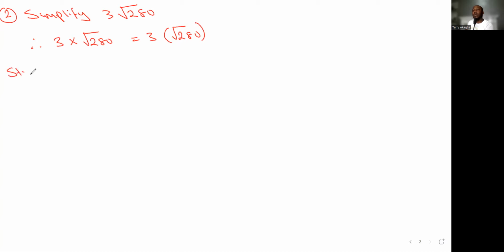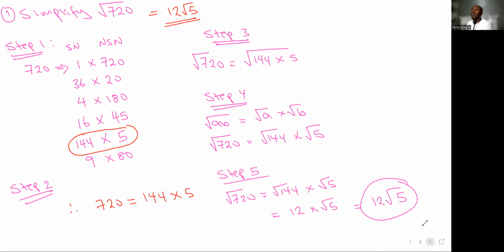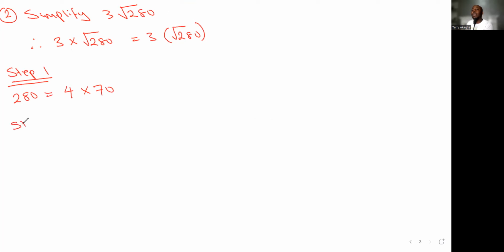So step 1, we're going to list all the square factors of 280. And if you think about it, we only have 1: 4 times 70. There are no other square factors for 280. So it's 4 times 70. Now, when we're done with that, we have to go to step 2, which says we have to select. Because we only have 1, definitely we're going to pick the only one we have. So 280 is going to be 4 times what? 70.